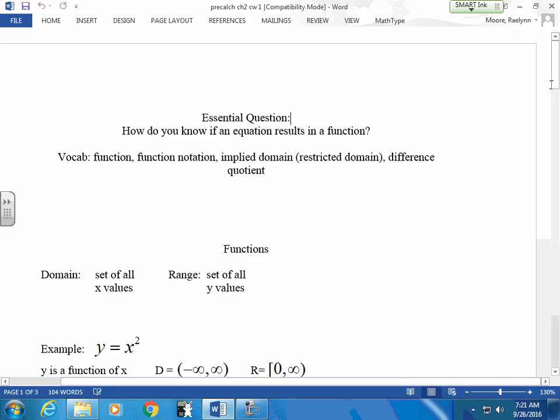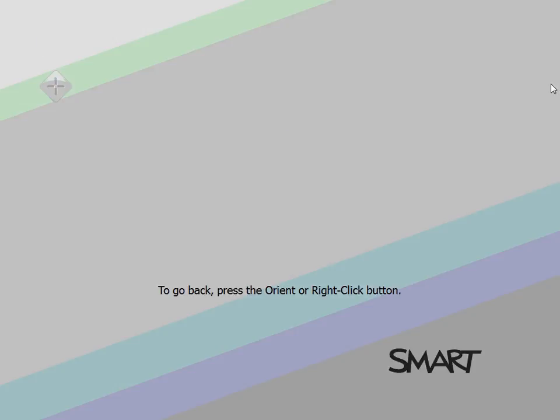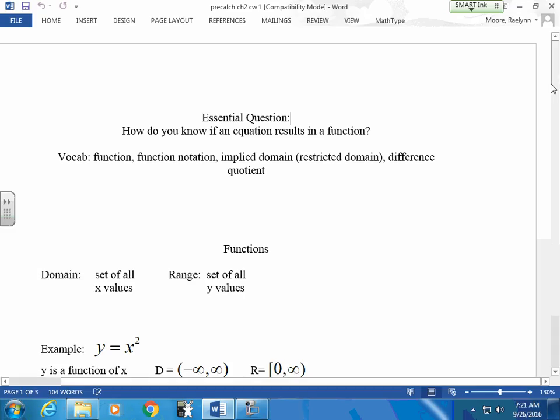every x is assigned one and only one y value. Hence, when you do a vertical line test, every x has to hit only one y value. If it has more than one y value, it fails a vertical line test, and it's not a function. So technically, in a function, every x has one and only one y.